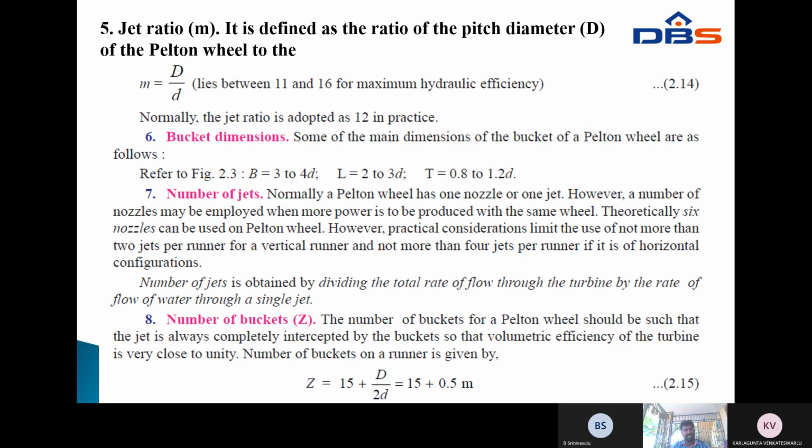The number of buckets. Normally, the Pelton wheel has one nozzle, one jet. However, a number of nozzles may be employed when more power is to be produced with the same wheel. The number of jets is obtained by dividing the rate of flow through the turbine by the rate of flow of water through the single jet. The number of buckets Z equal to 15 plus D by 2d, that equal to 15 plus 0.5 M. M means module.